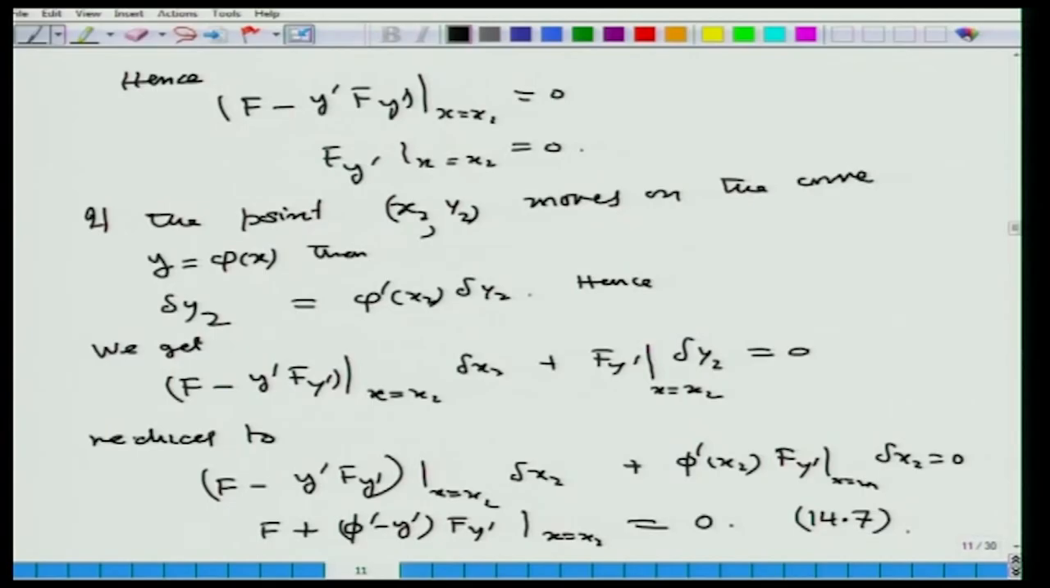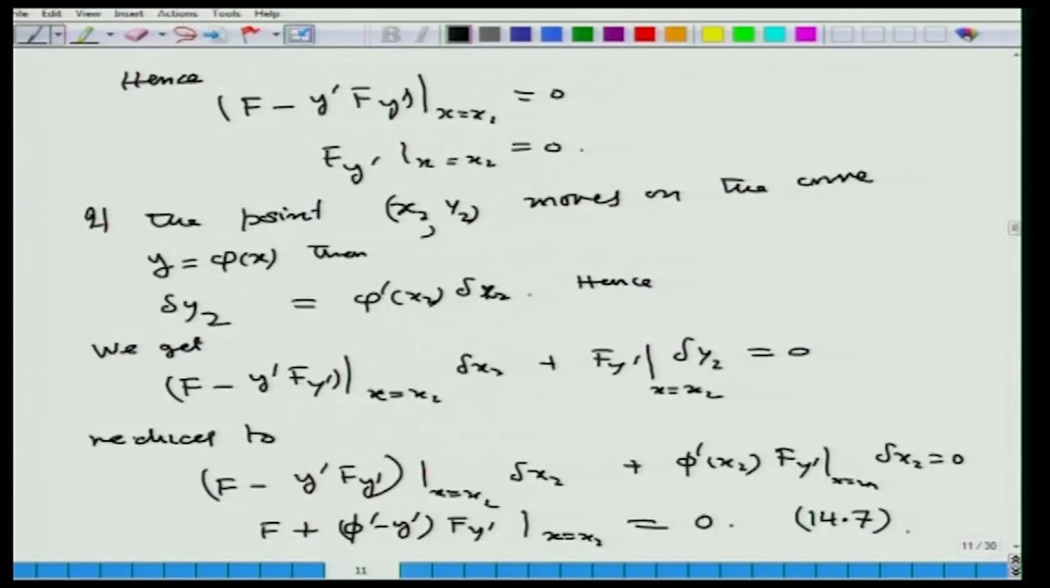And if we have the constant movement that the point x2, y2 moves along a curve given by y equal to phi x, then we see that delta y2 will be phi prime x2 delta x2, and hence using this in delta y2 here, we get f minus y prime f y prime delta x2 plus phi prime x2 f y prime times delta x2 equal to 0. Now, again delta x2 is independent, it is an arbitrary variation of point x2, and then the coefficient of that must be 0.